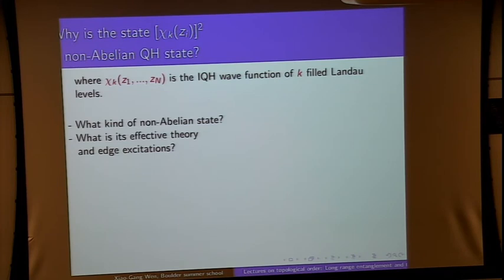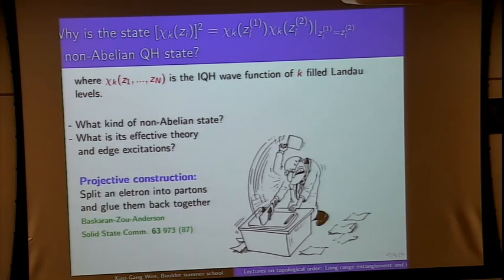So that's a quick summary. Now I'll try to go slowly. Now we have this state, chi_2 squared. Why is this state non-abelian? We claim this state is non-abelian. You say, why? How do you argue that? The way to argue that is using this projective construction. Here it's more general: we say we have a K field along the level, then square that. We want to claim this state is non-abelian. So how to do that?